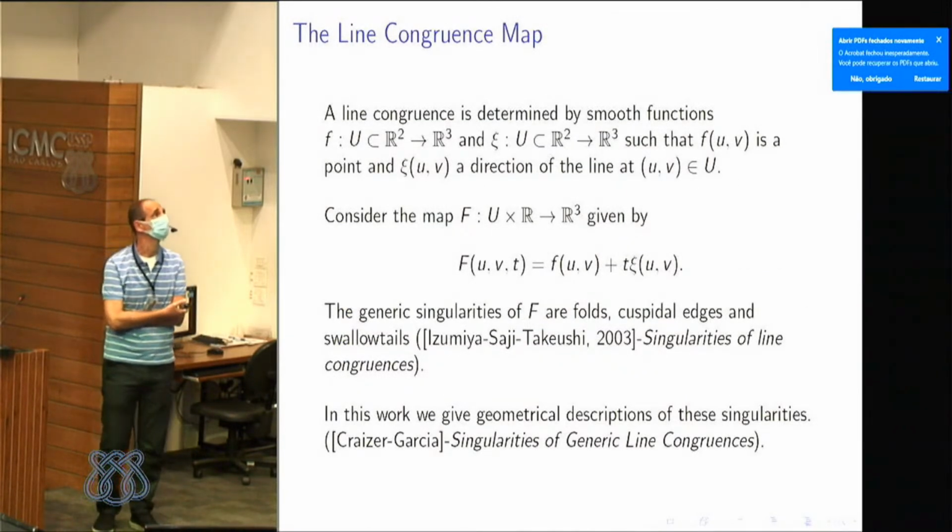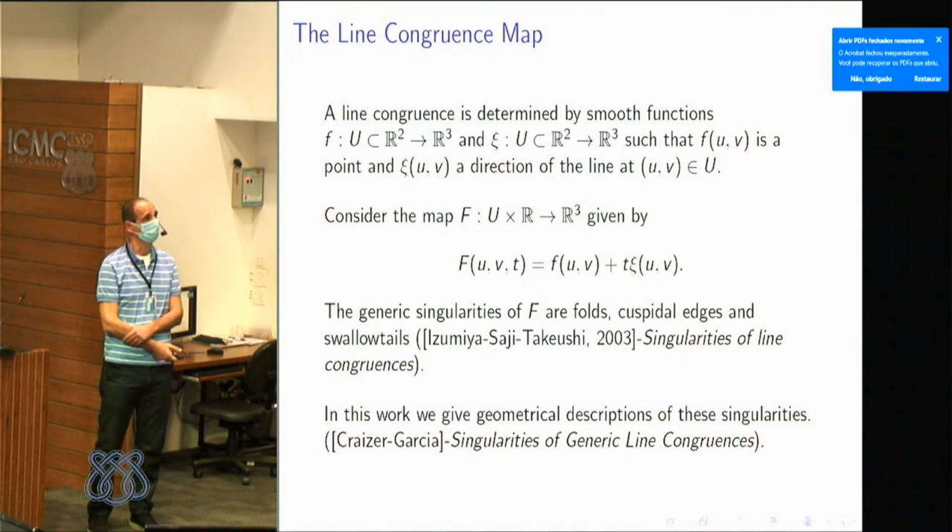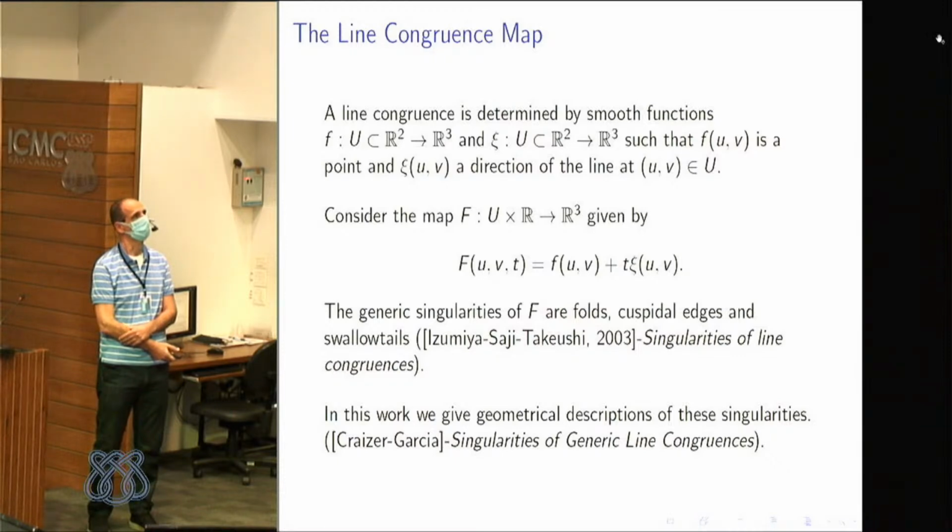And a line congruence is determined by smooth functions f and xi. f is a point, xi a direction of the line. Then we can consider the line congruence map, which is just the line with the point f(u) plus t times the direction xi. This is a map from R3 to R3, a 3-dimensional manifold to a 3-dimensional manifold.